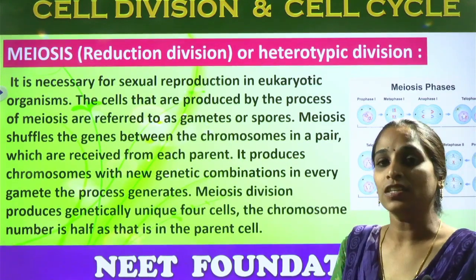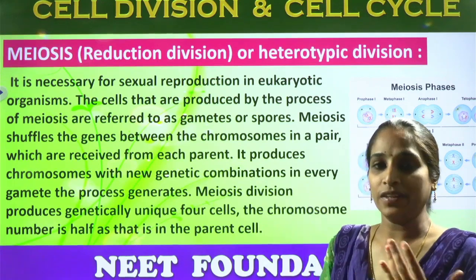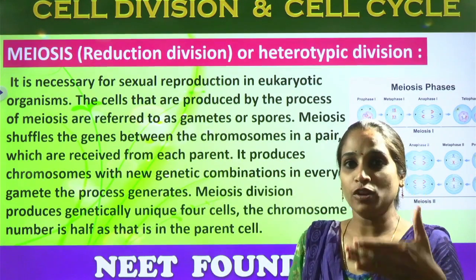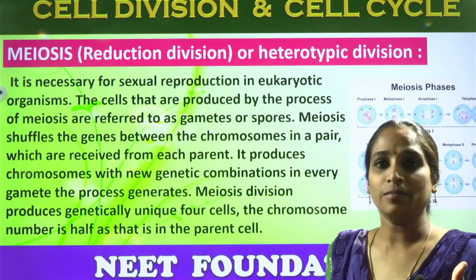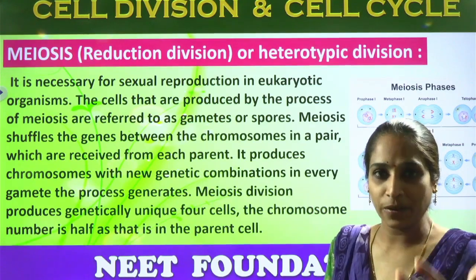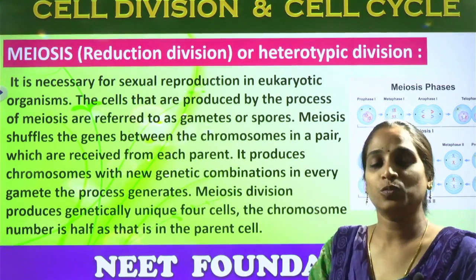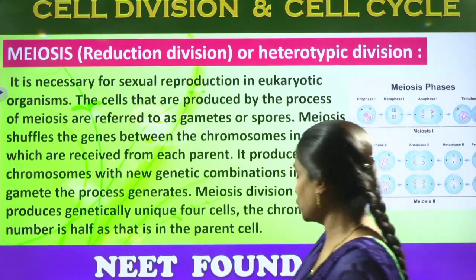In mitosis, the number of chromosomes is equal in the parent cell and also in the daughter cell. But in meiosis, the number of chromosomes maintained by the parent cell is reduced. For example, if 2 chromosomes are present in the parent cell, it will be reduced to half, meaning one will be distributed to the daughter cell. So let us see the introduction part.